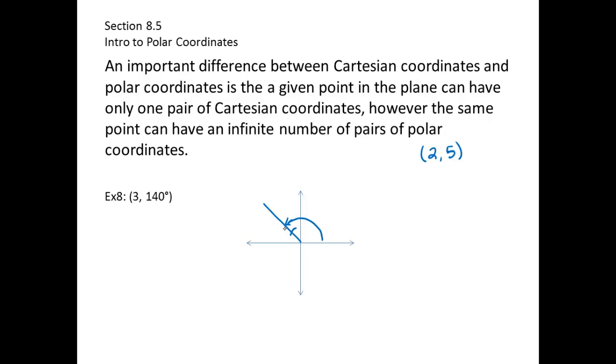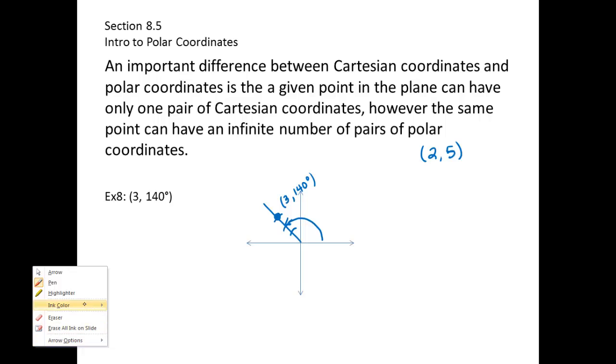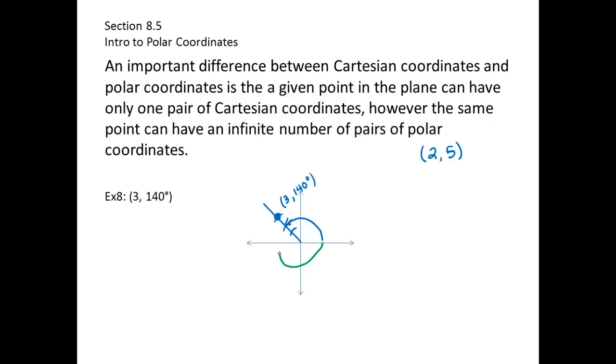And let's go ahead and 1, 2, 3. So here is the point that we're talking about, (3, 140 degrees). Well, this isn't necessarily the only way that I had to get to (3, 140 degrees). For example, what if we decided to use a negative angle measure and we went this way to get there? What angle measure would we use to get that?